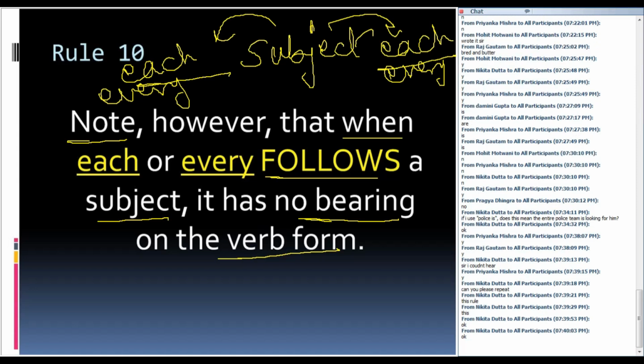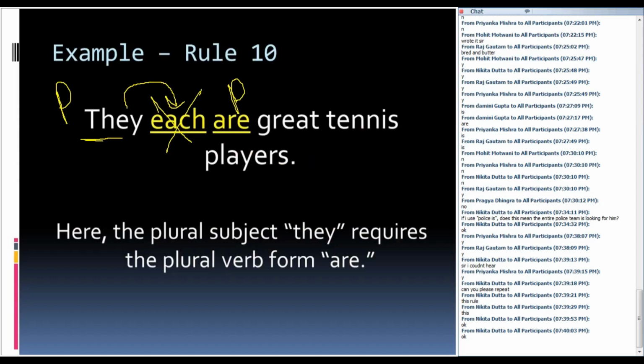Okay. So I showed you one example. Over here, you can see the example. They each. The word each comes after the subject, and that is why it has no impact. They is plural. That is why we use the plural verb are. They each are great tennis players. This is rule number 10.